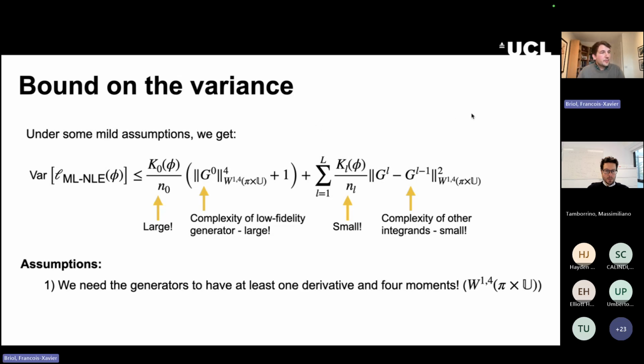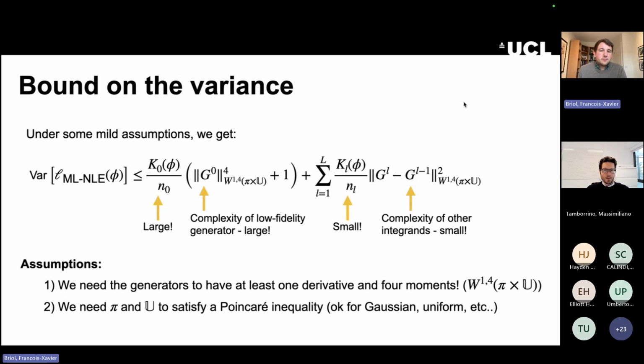Now, one thing that I was quite happy about is that to get this bound, you don't need very strong assumptions on anything really. Firstly, for the generator, we basically need it to be smooth enough. We need to have at least one derivative and 4 moments, which is a limitation, but isn't a very crazy request. A lot of these simulators can be smooth. And this is basically to ensure that consecutive simulators are actually going to be similar.